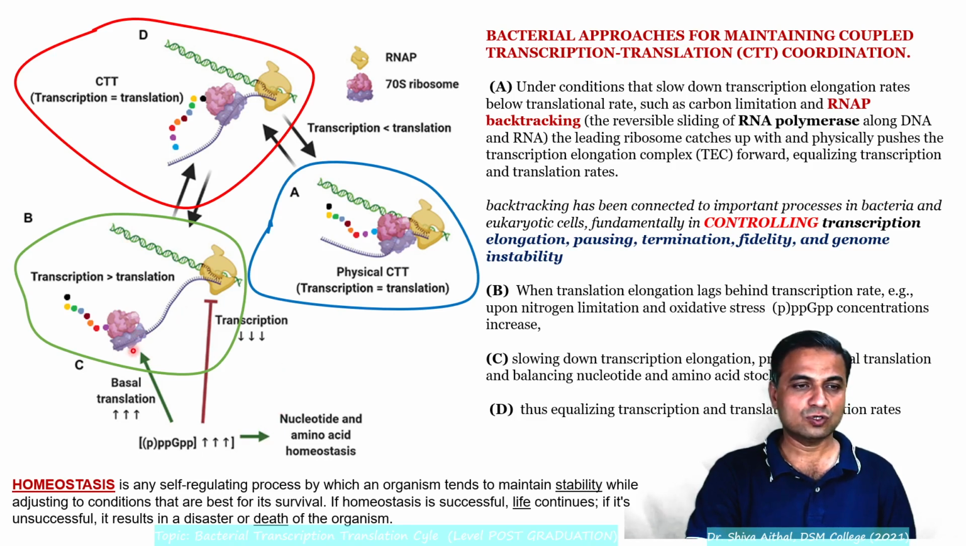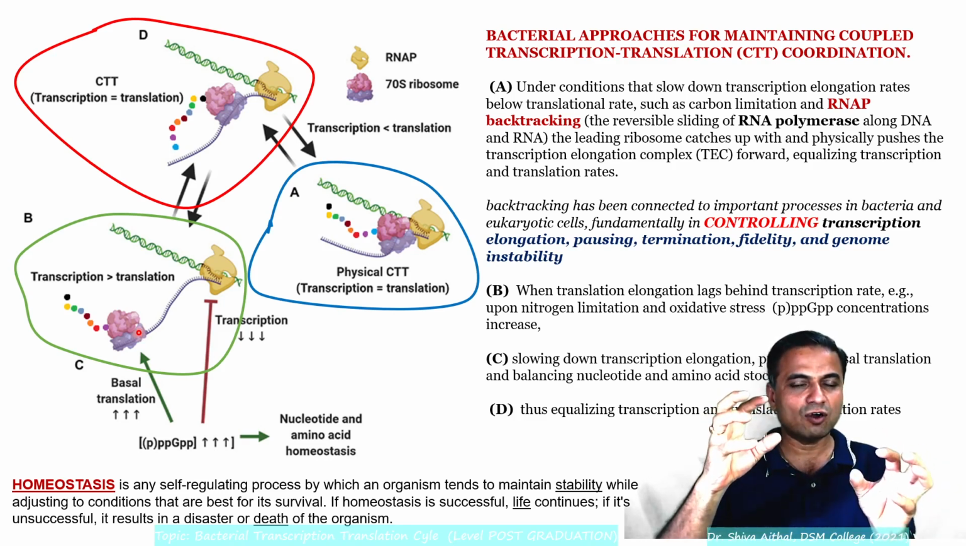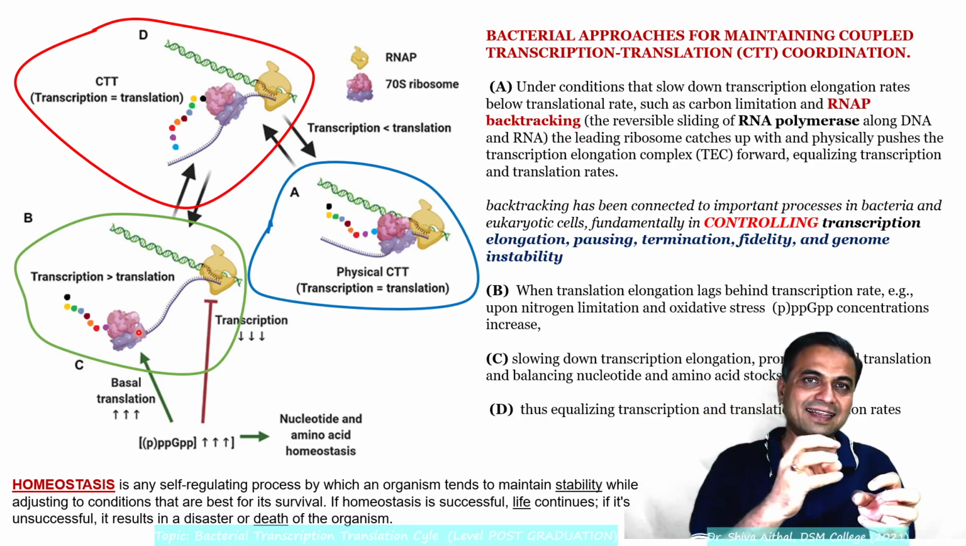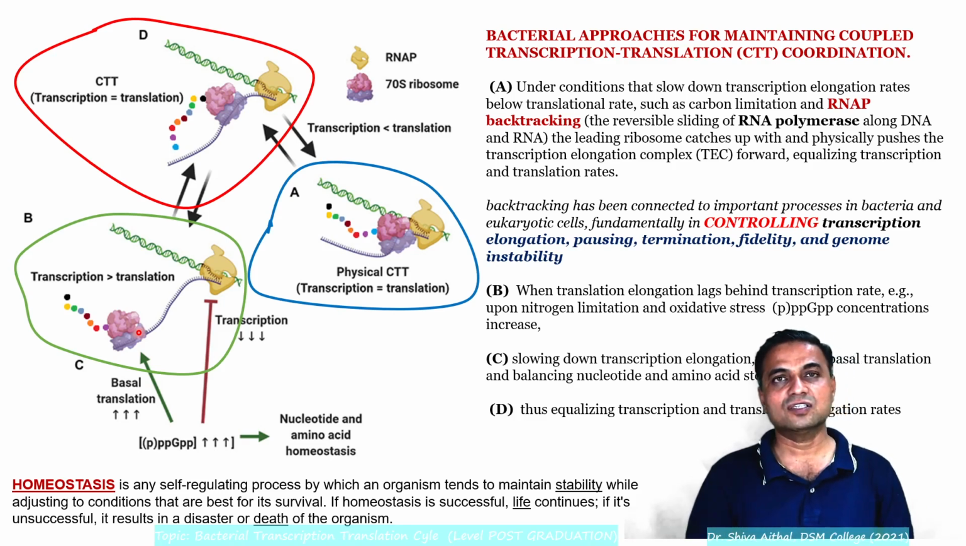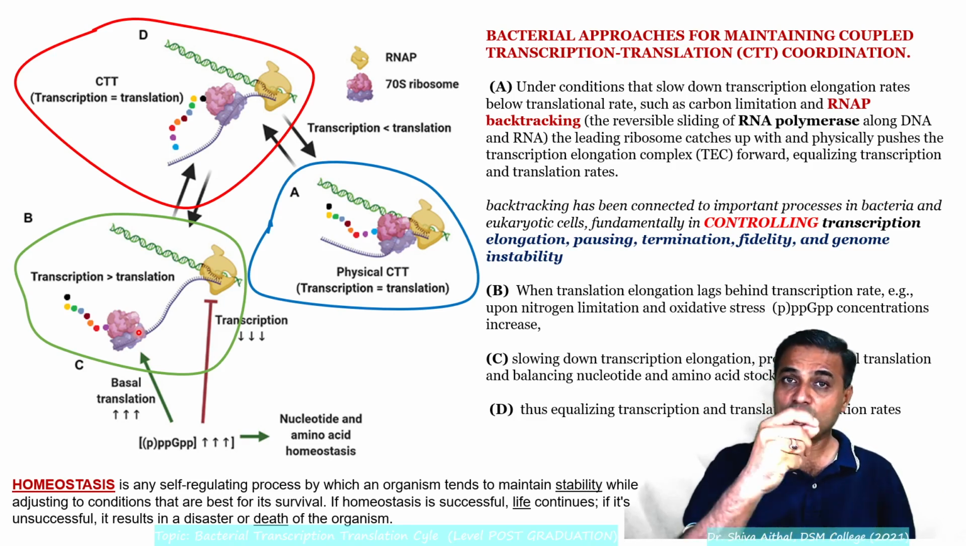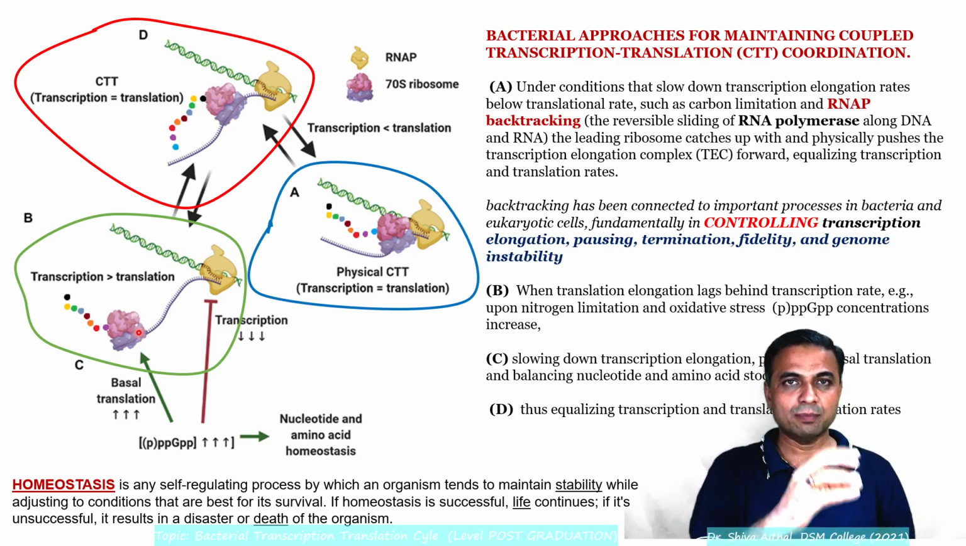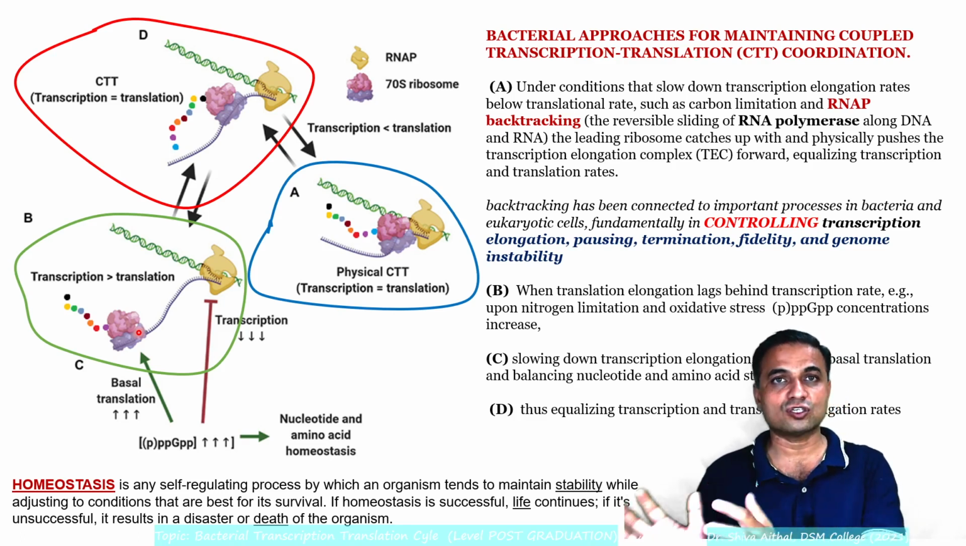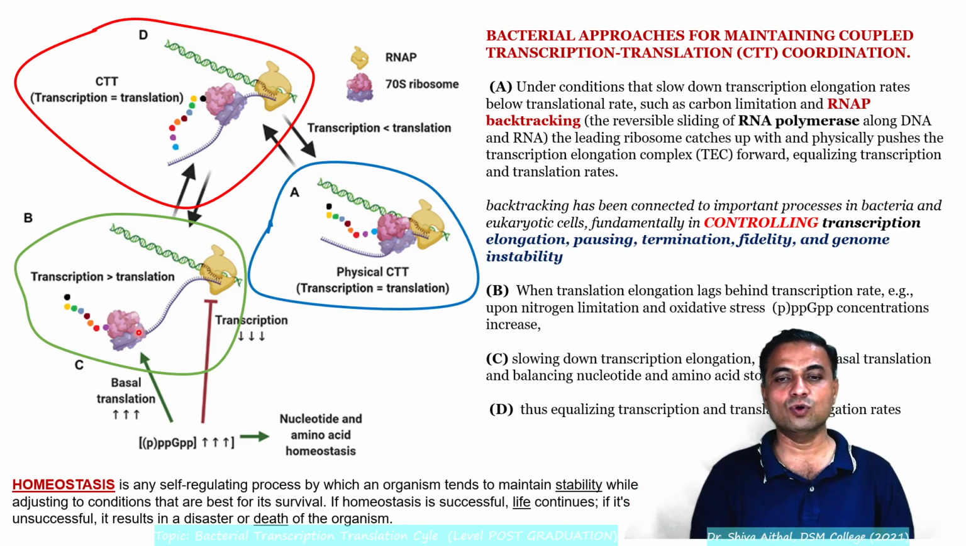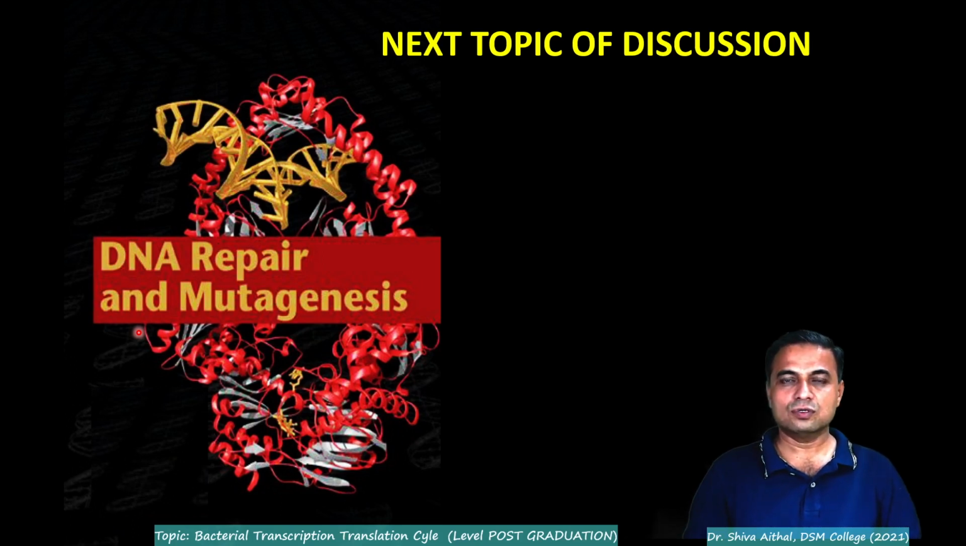You can see when slowing of transcription and translation is there, then equalizing of transcription and translation is also possible if at that time sufficient amounts of amino acids and nucleotides are added to the growing chain. So slowing down the transcriptional elongation, promoting basal translation, and balancing the nucleotide and amino acid stocks, the nucleotide pool and the amino acid pool are maintained here, and that is called homeostasis, which is a fine balance of the two macromolecules. So I hope you understood today's discussion, which was coupled transcription and translation in bacteria.